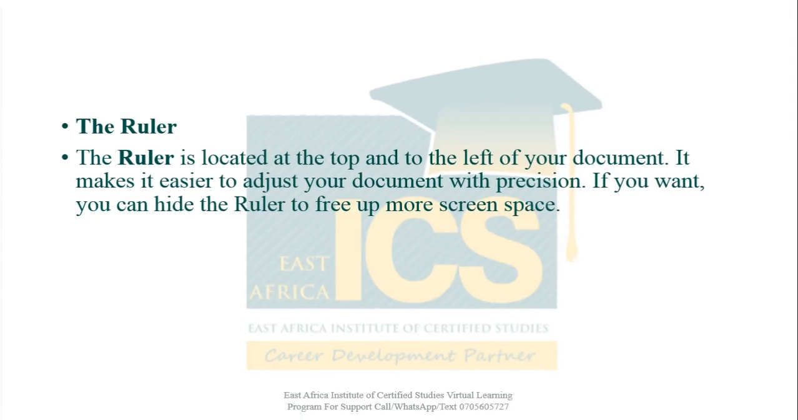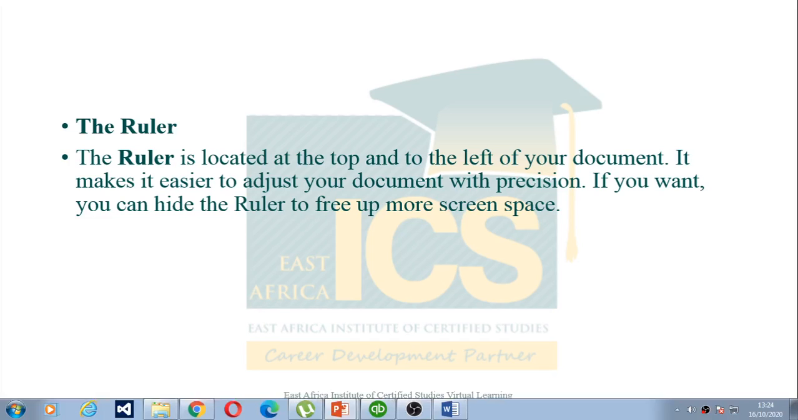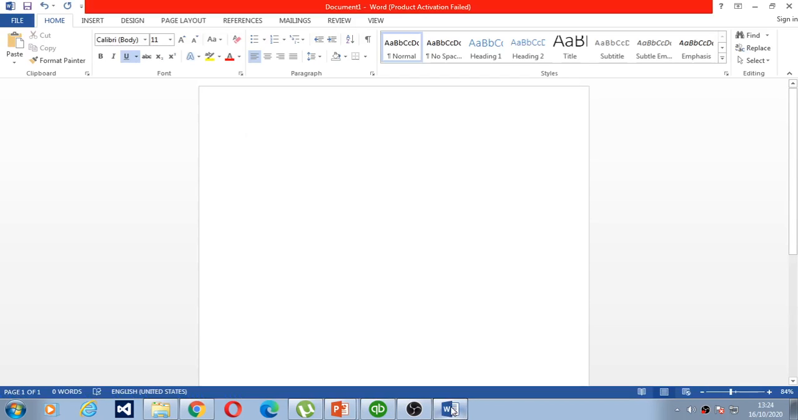Next is the ruler. So the ruler is located at the top and to the left of your document. It makes it easier to adjust your document with precision. If you want, you can hide the ruler to free up your screen space. So we look at the ruler. The ruler is usually at the top and the left hand side.